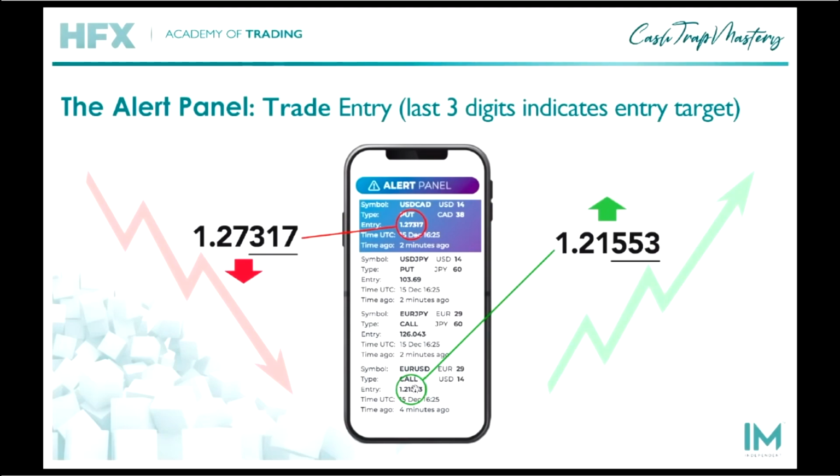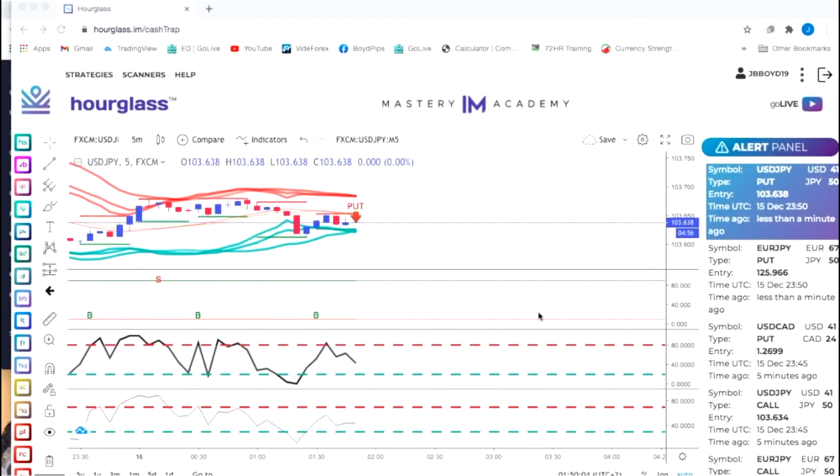In the example of the euro to US dollar call option opportunity found here, we have a number of 1.21553. So in looking at the last 3 numbers of this particular price, we would want to wait for price to get to this specific number, focusing mainly on the 553 as our target entry price.